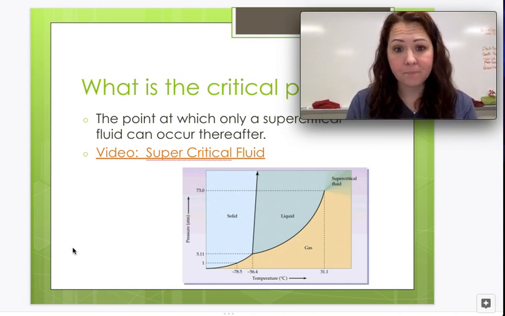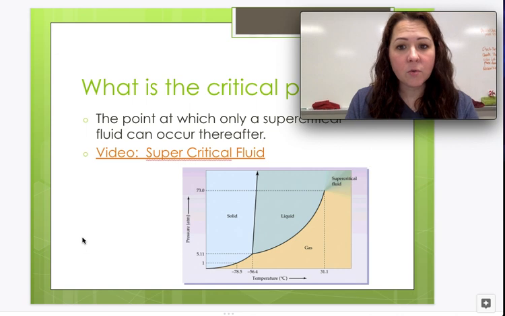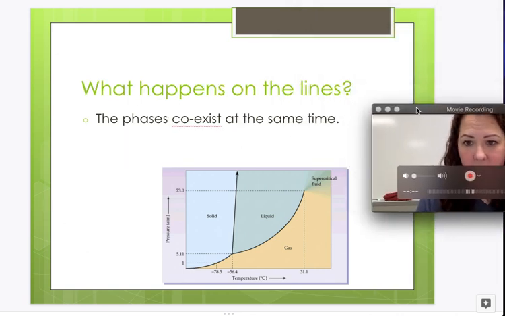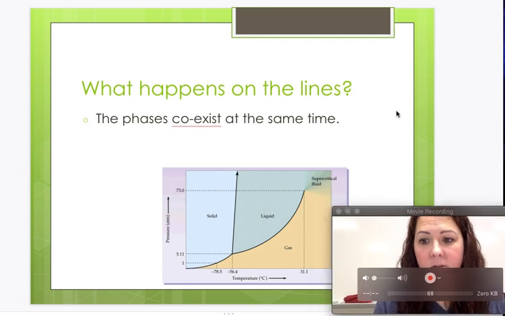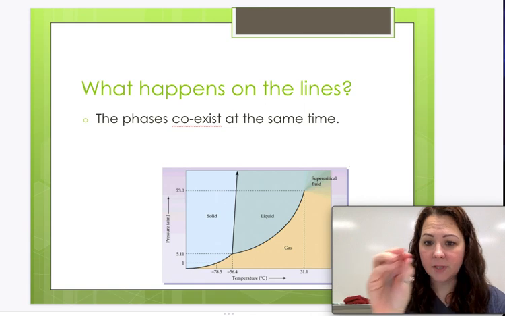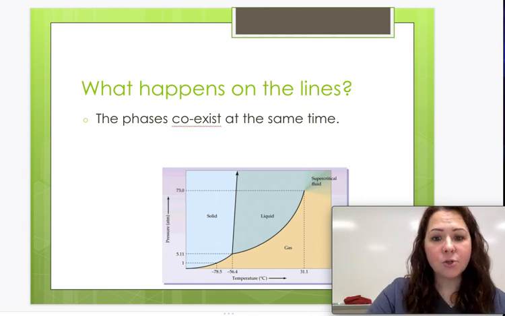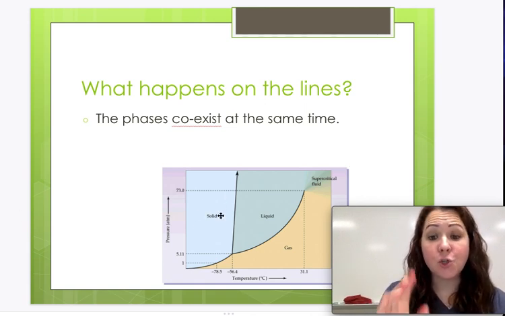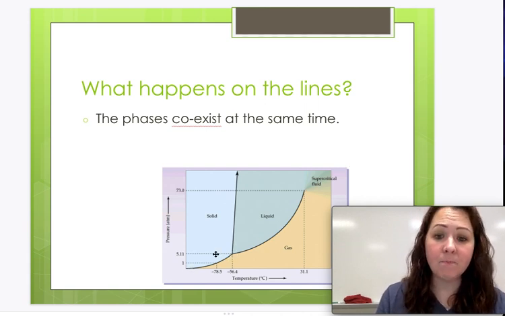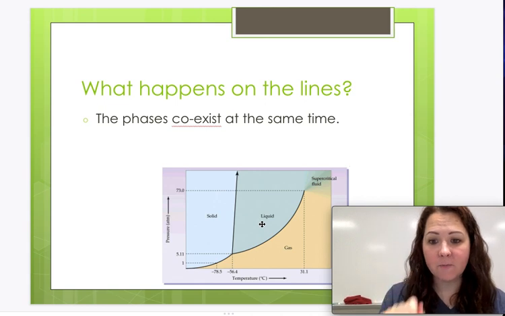Now with your triple point and your critical point and your phase diagram, let me move this over real quick, sorry, you are showing not only the state of matter, but you're also showing where your state of matter is changing. So on this line right here is where a state of matter change happens, or on this line, this is where a state of matter change happens, or on this one. It's in between the two states of matter.